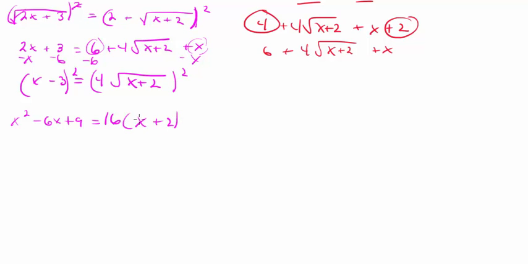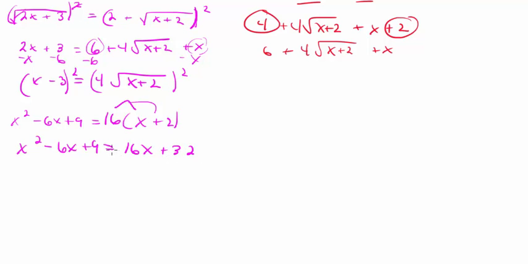Now notice I wrote parentheses because remember this is 4 times the whole square root, whatever you're taking the square root of. So when you evaluate that square, you're actually going to keep the parentheses there because now it's 16 times that quantity. So I will distribute the 16. I have x squared minus 6x plus 9 is equal to 16x plus 32.